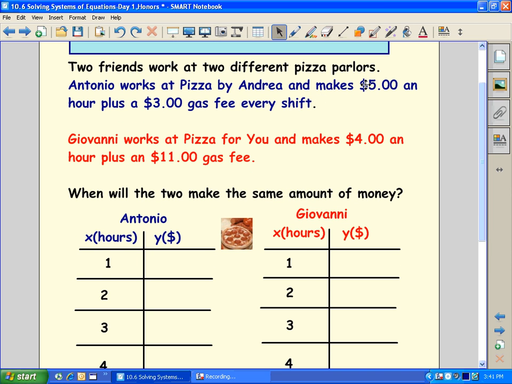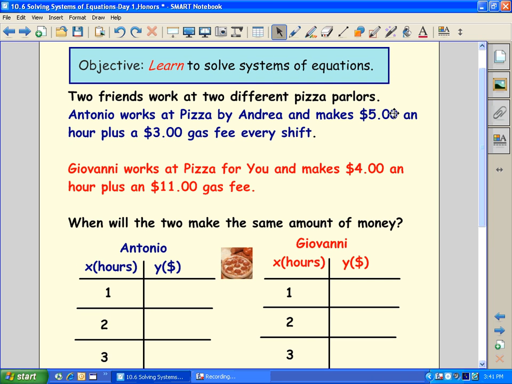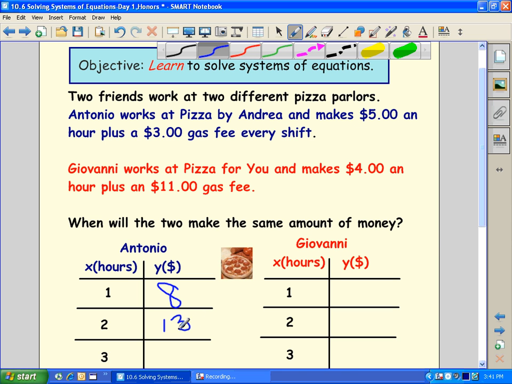Antonio is making $5 an hour and a $3 gas fee. So if he works 1 hour, let me think about that. 5 times 1 is 5 plus 3 is 8. So I'm going to put an 8 there. That's how much he's making, $8. After 2 hours, 2 times 5 is 10 plus 3 is 13. I'm going to do one more and then I'll pause and let you finish the rest of the column right there, so you can be paying attention.